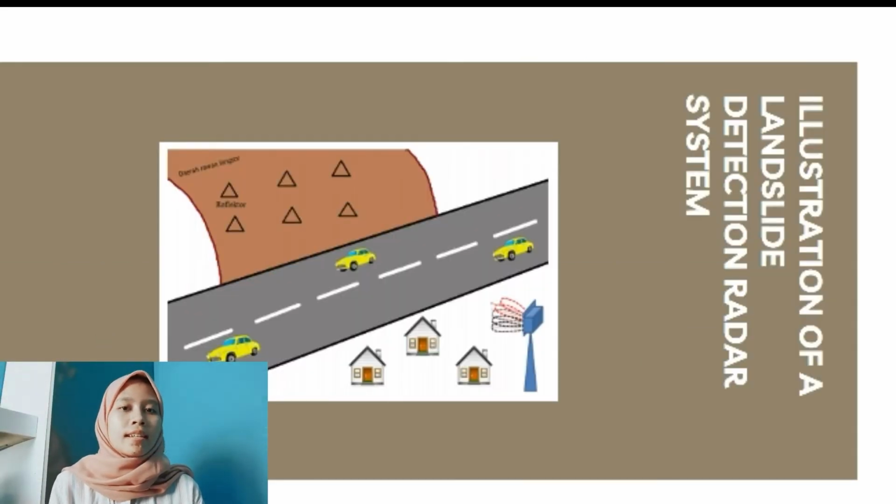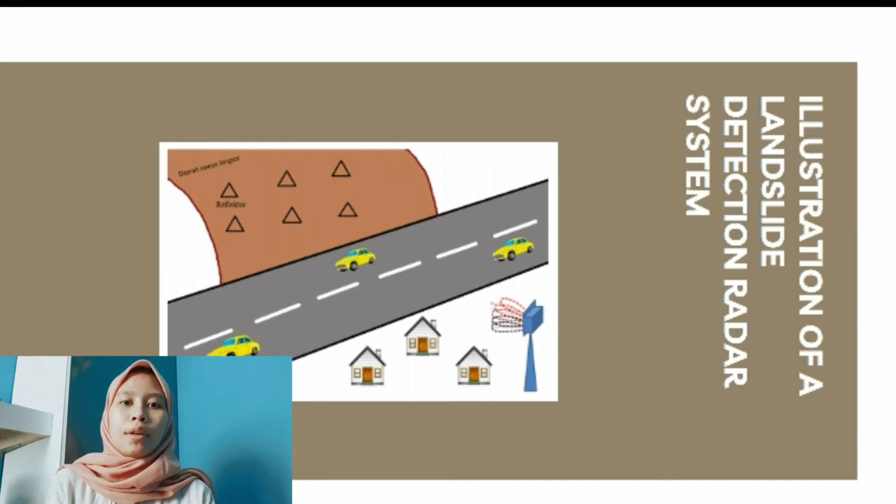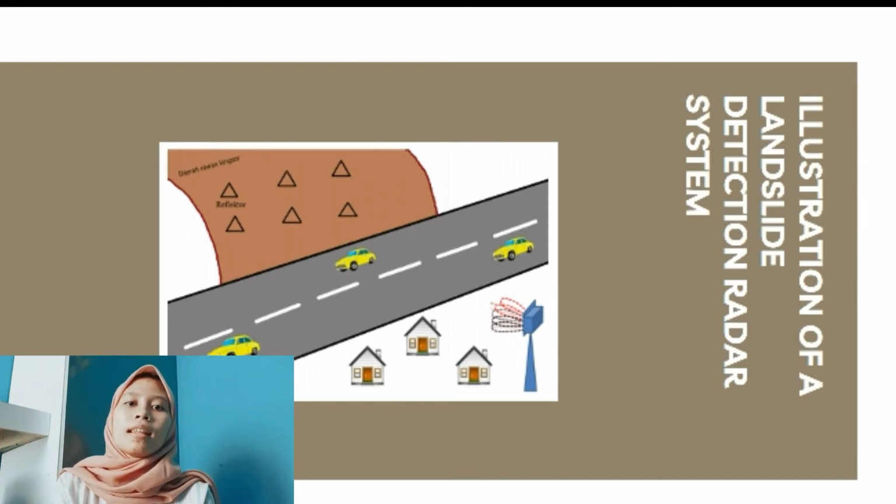This picture is an illustration of a landslide detection radar system. The radar will detect if there is a ground movement on the slope by emitting waves that are reflected. The reflected wave is received and forwarded to the data and signal processing in the signal processor, then displayed on the monitor. Then the ground movement that occurred will be detected before a landslide disaster occurs.